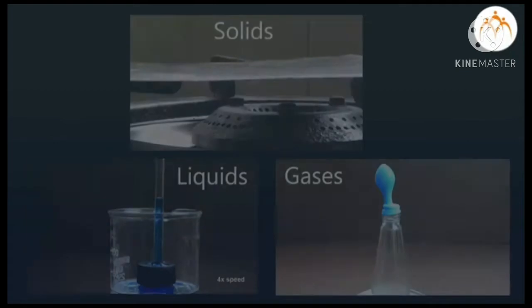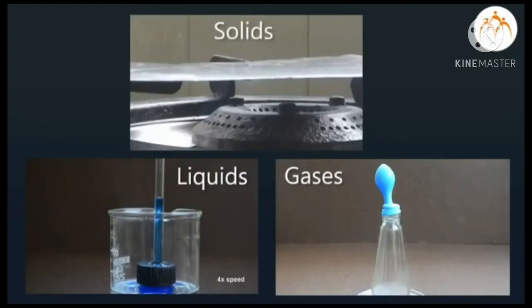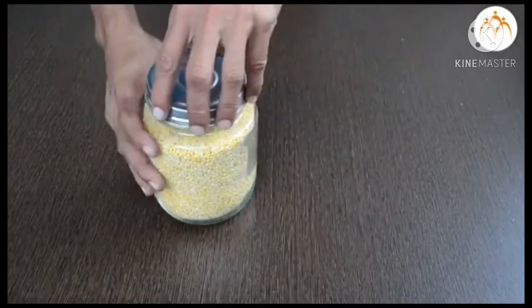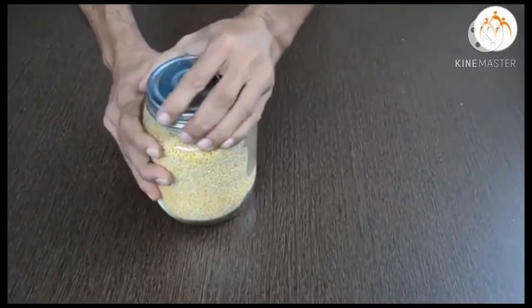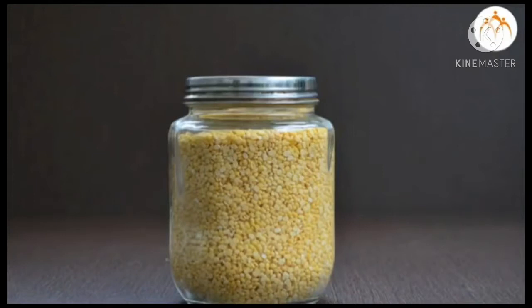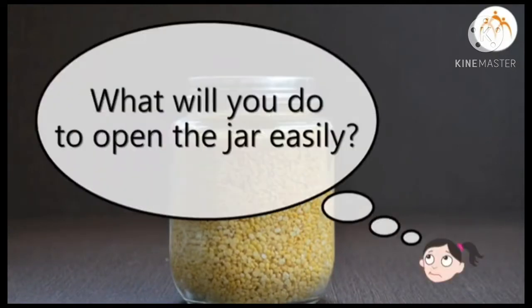Challenge. Find out how this effect of heat plays a role in things around you. Your mother has a glass container with a metal lid on it. It is very tight. She cannot open it. You also tried your best to open it, but you also failed. What will you do to open it easily?